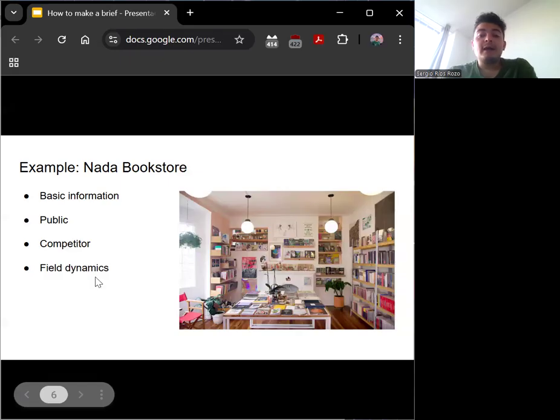Finally, I had to identify the field dynamics that the bookstore has in its area. All this information helped me to make a visual proposal for the bookstore's social media, which was its weak point in their marketing strategy.